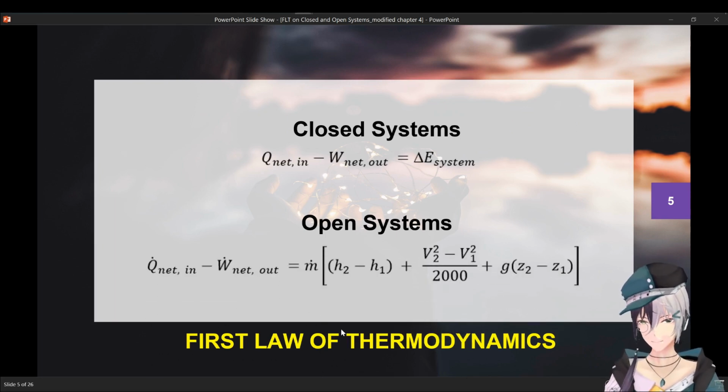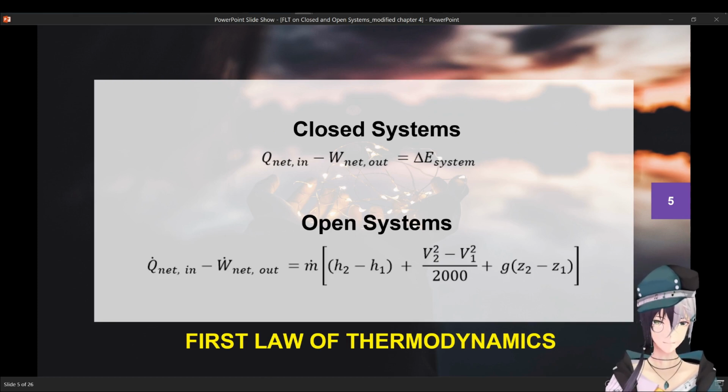For the open system, we have Q net minus work net, and then mass is factored out. That's why the enthalpy is expressed in lowercase. So enthalpy 2 minus enthalpy 1. And then this is kinetic energy, so velocity 1, velocity 2. And then this is potential energy, so elevation 1, elevation 2. And G is constant, your gravitational constant.